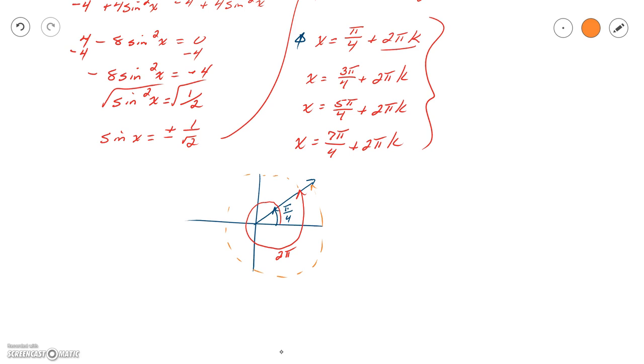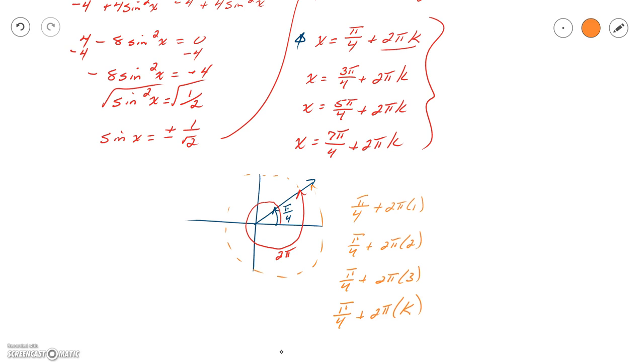So how do I write that algebraically? Well, we just say this is pi over 4 plus 2 pi times 1. Pi over 4 plus 2 pi times 2. That's 2 times around. Pi over 4 plus 2 pi times 3. So eventually what we're getting at is pi over 4 plus 2 pi times some integer. We're going to call that integer k.